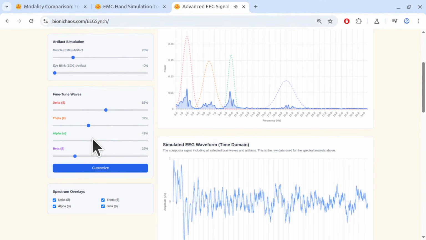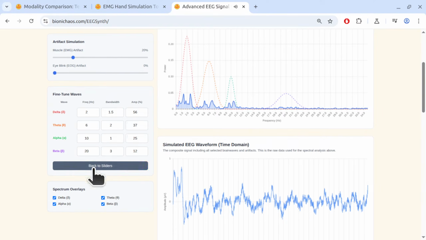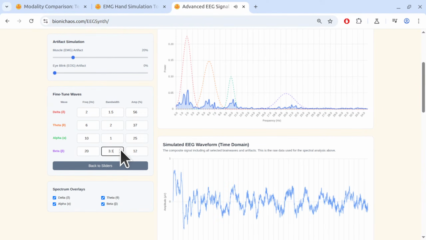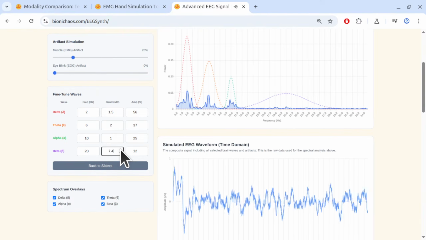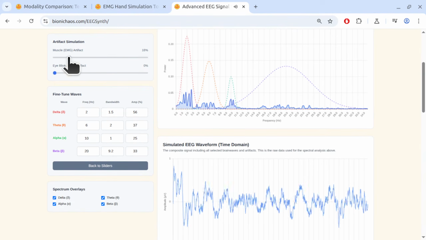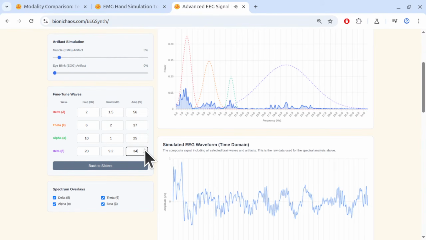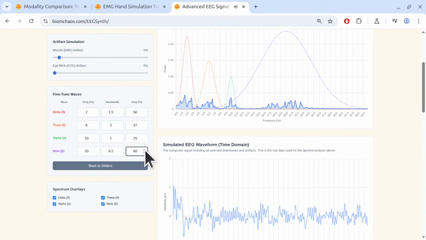Okay, so beyond presets and artifacts, what else can you control? Well, then you have the fine-tune waves control panel. This is where you get really granular. You can adjust the fundamental brainwave components individually. The delta, theta, alpha, beta waves. Yep, delta, usually 0.5 to 4 hertz, deep sleep territory. Theta, 4 to 8 hertz, think drowsiness, light sleep, sometimes creativity. Alpha, 8 to 12 hertz, that relaxed wakefulness we mentioned. And beta, 13 to 30 hertz for active thinking, being alert, focused.